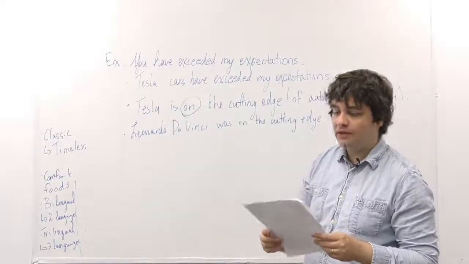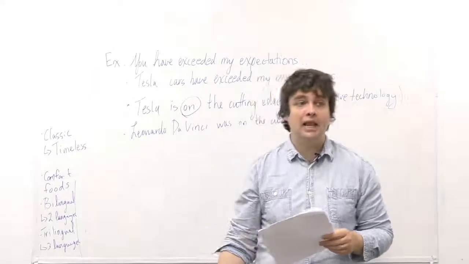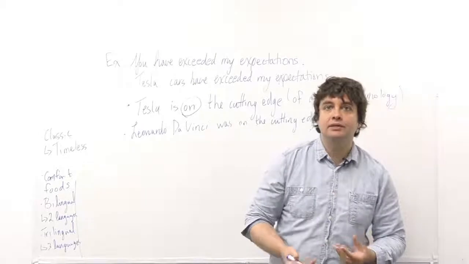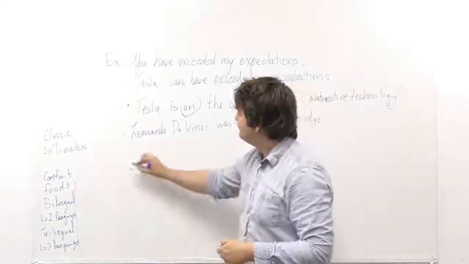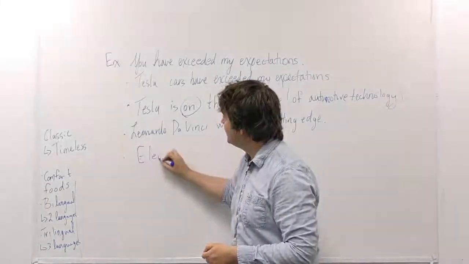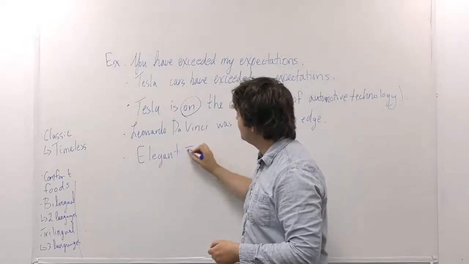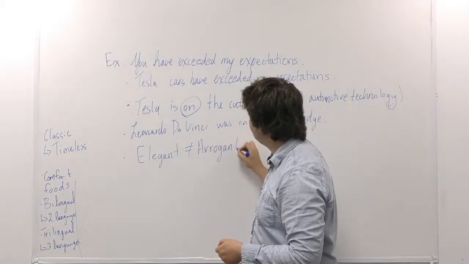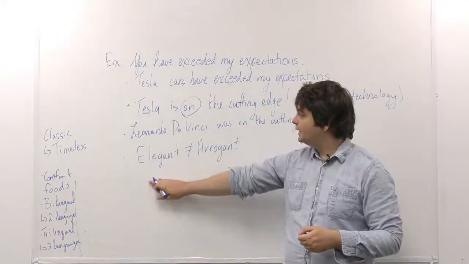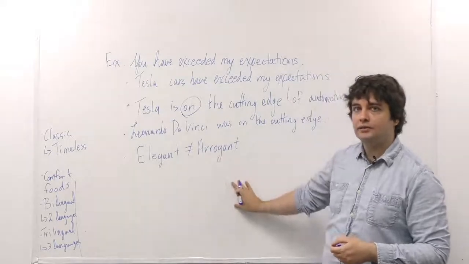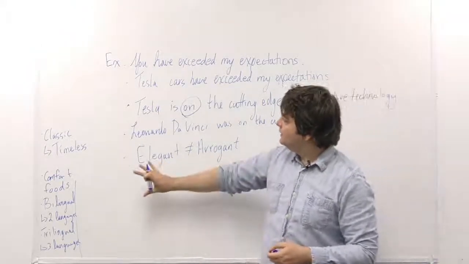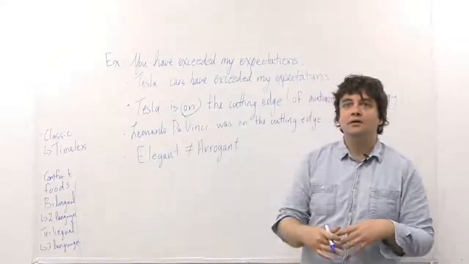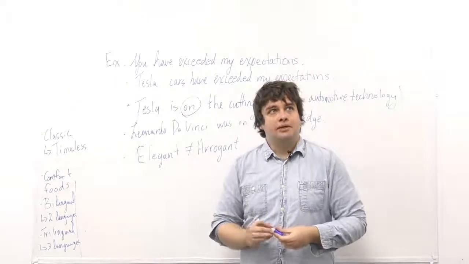And our first term here is elegant. Elegant. Now, actually, a lot of people have trouble pronouncing this correctly. Remember, elegant does not equal arrogant, right? These two terms have extremely different meanings, right? Elegant, arrogant. Now, remember, if something or somebody is elegant, they're kind of, how do we describe elegant people?